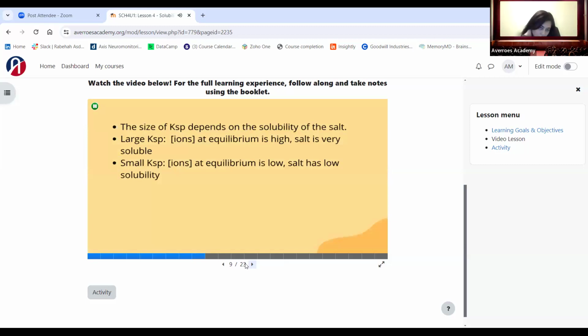Another thing I want to mention is that the size of the solubility constant depends on the solubility level of that salt. So with a large KSP, the concentration of ions at equilibrium is high, so the salt is very soluble. With a small KSP, the concentration of ions at equilibrium is low, so the salt has a low solubility. It doesn't want to dissolve in its solution very much.